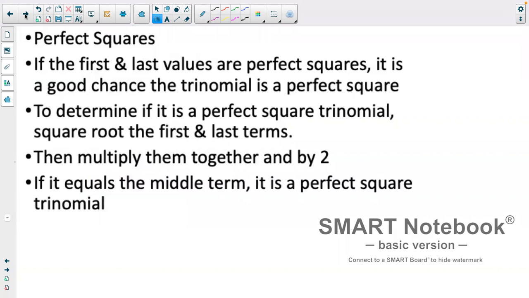Okay, another thing that we'll talk about today is perfect square trinomials. If the first and last value of a quadratic are perfect squares, odds are that it's probably a perfect square trinomial. To determine if it's a perfect square trinomial, take the square root of our first and last terms. Once you do that, take those values, multiply them together, and multiply by 2. If it equals our middle term, it's a perfect square trinomial. And to factor, we're just going to take those values that we already calculated by taking the square roots and use those for our binomial.